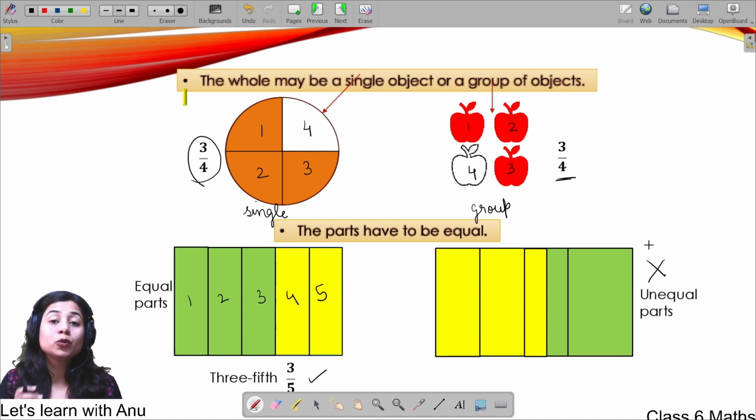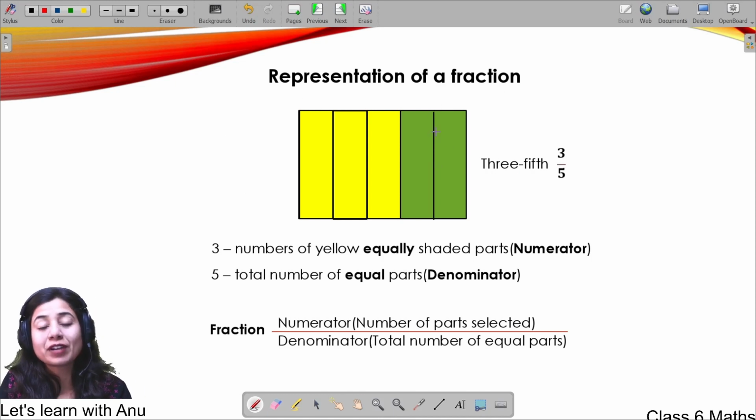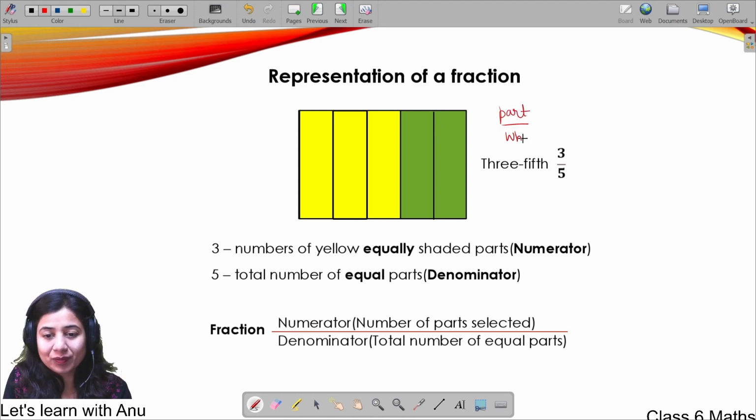Now let's see how to represent the fractions. That is also very, very important to understand, class. Let's check it out now. Let's see how to represent a fraction. For this, let's revise the definition. Fraction is a part of a whole. So we can write it like this: part upon whole.